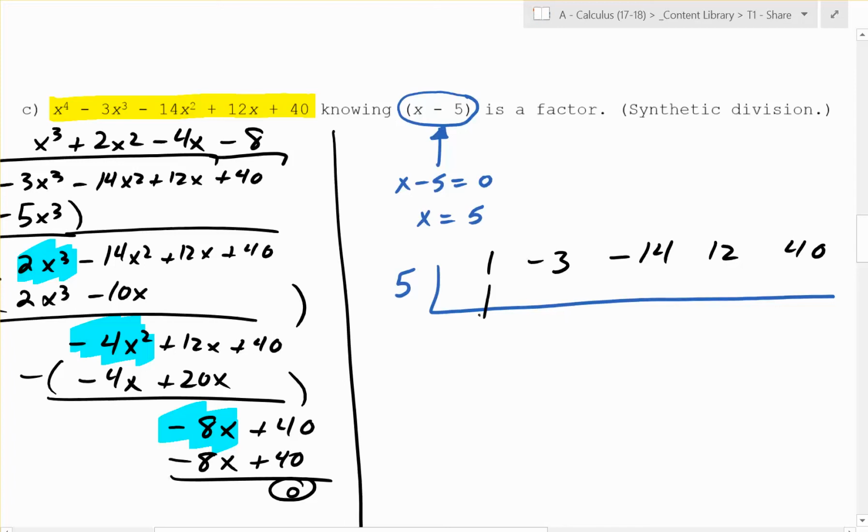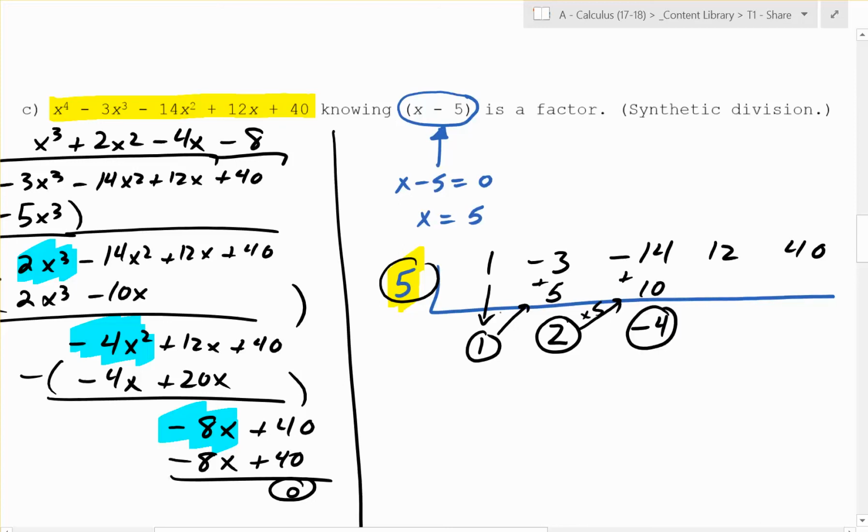You start this by dropping the 1 down right there, and then you multiply it by this number, whatever it is there. In this case, it's 5. 1 times 5 is 5, and you plug it right there. You then add these together to get 2. Next up, you do the same thing. You multiply by 5. 2 times 5 is 10. Add them together to get negative 4.